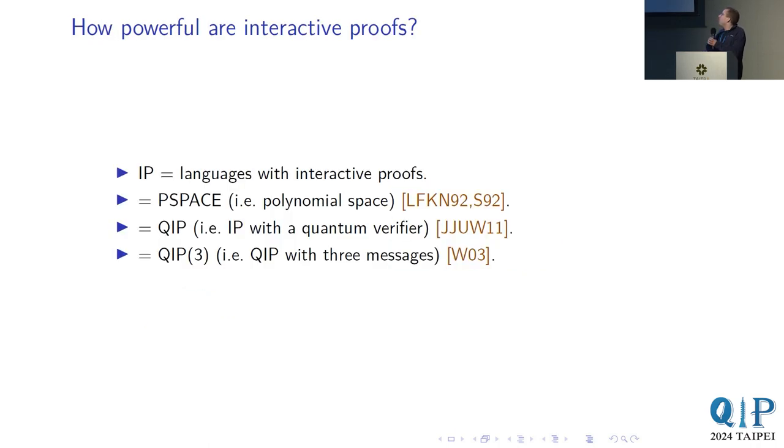How powerful are these? So IP is the set of languages with interactive proofs. This is like a multi-round randomized analog of NP. And this is famously equal to PSPACE, so computations that can be done in polynomial space. It's also equal to QIP, so like IP, but the verifier is quantum, polynomial time. And this is also equal to QIP3, which is just three messages. So prover sends a message, verifier responds, prover sends another message, and then that's it. Then verifier accepts or rejects.